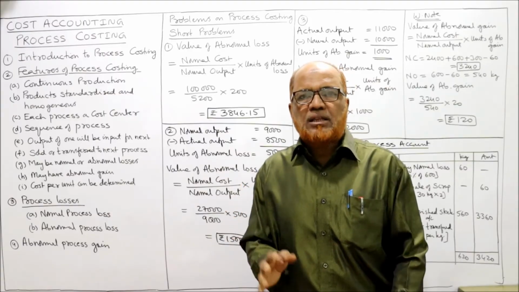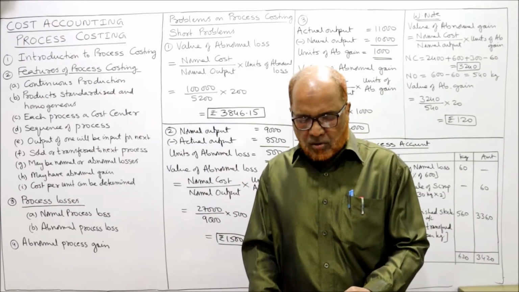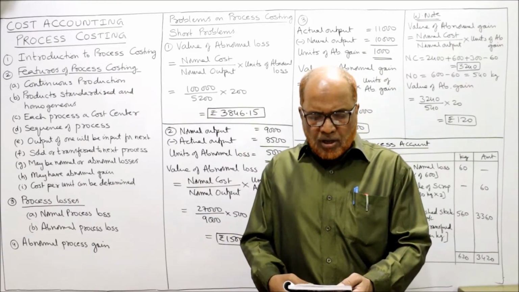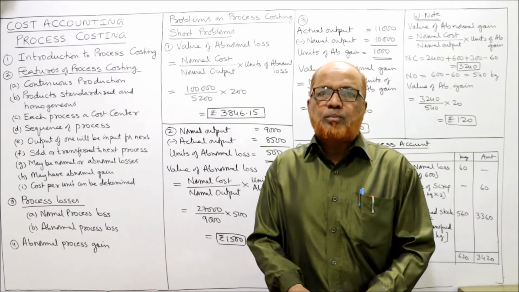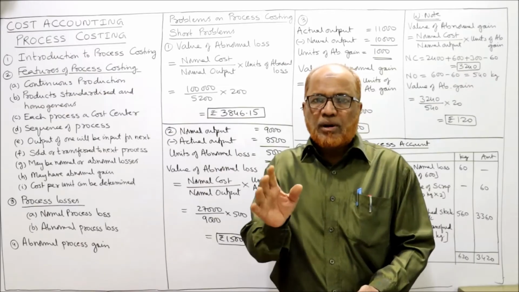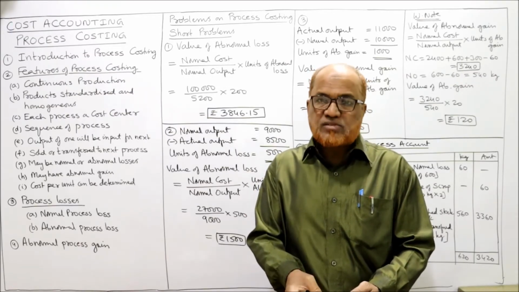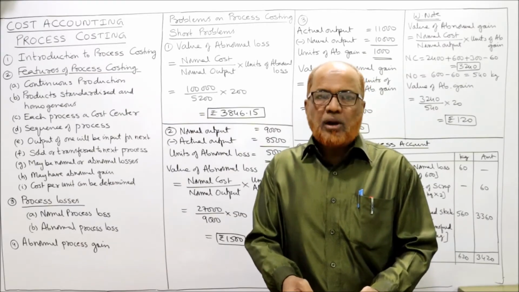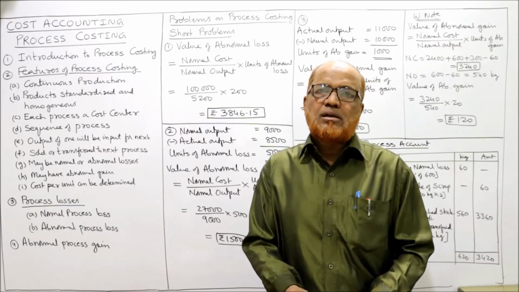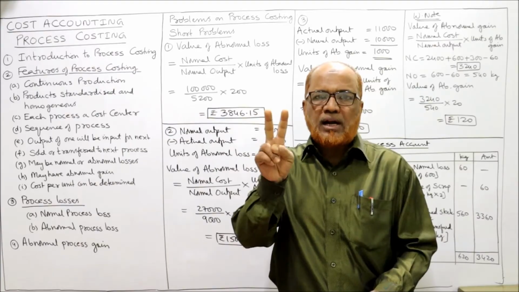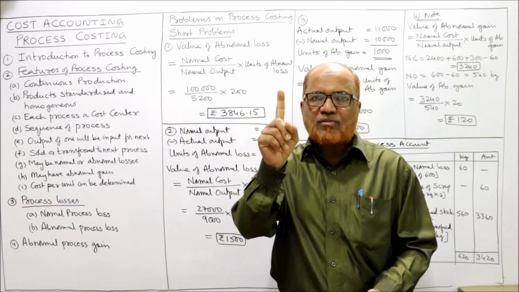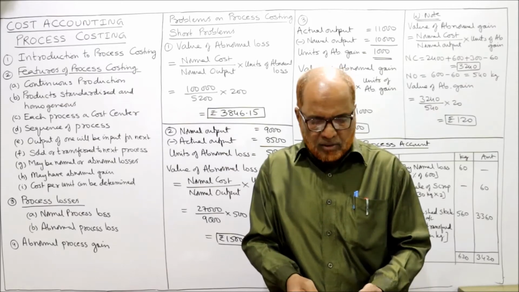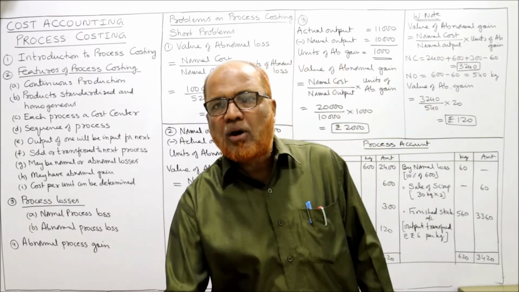Now I am starting the problems on cost accounting. First we'll solve the short problems. See the first short problem. Normal cost of normal output is rupees 1 lakh. Normal output 5200 units and abnormal loss 200 units. Find out the value of abnormal loss.